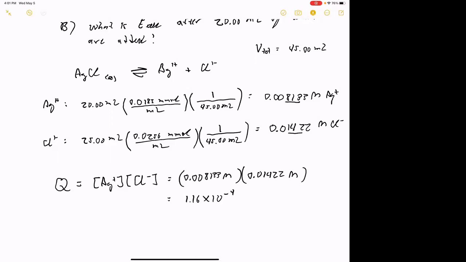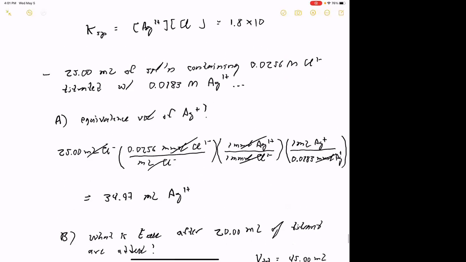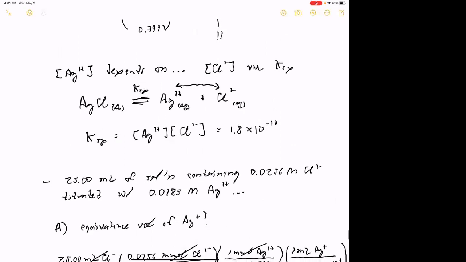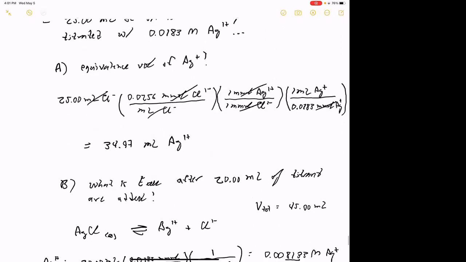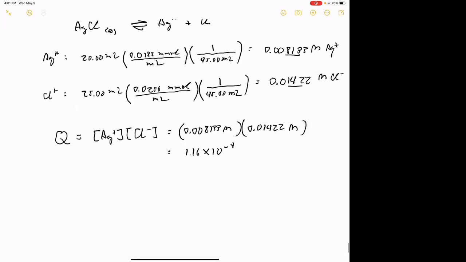Now, I want to compare that to my KSP. Now, we went and wrote a KSP up there, didn't we? That's the number we can go look up. Oh, there it is. It's 1.8 times 10 to the minus 10th. My ion product is 1.16 times 10 to the minus fourth. So we can see here that in this situation, Q is greater than my KSP. Now, what do we say when Q is greater than KSP? Do we have a precipitate or no? Yep, we have a precipitate. Precipitate forms. In other words, we're beyond saturation.